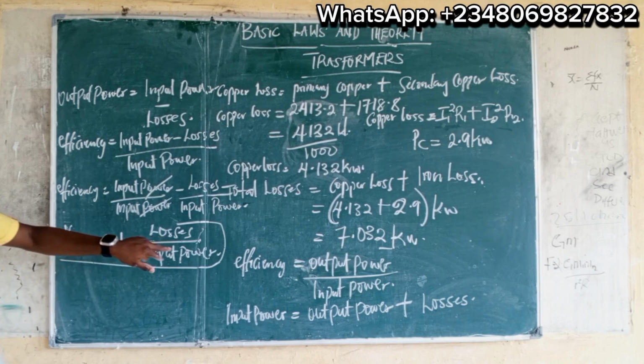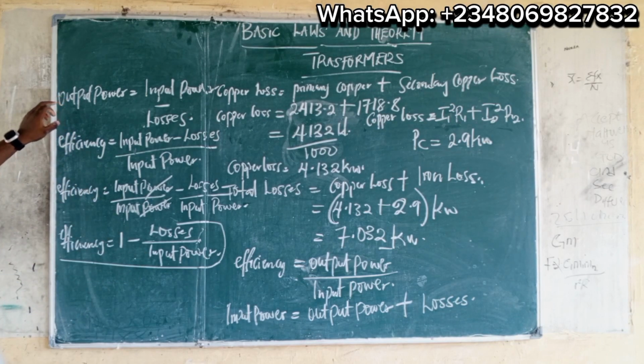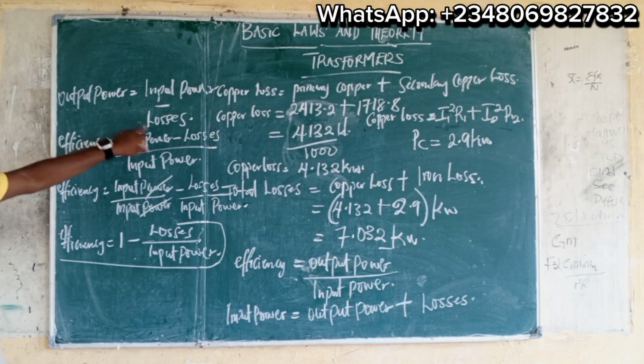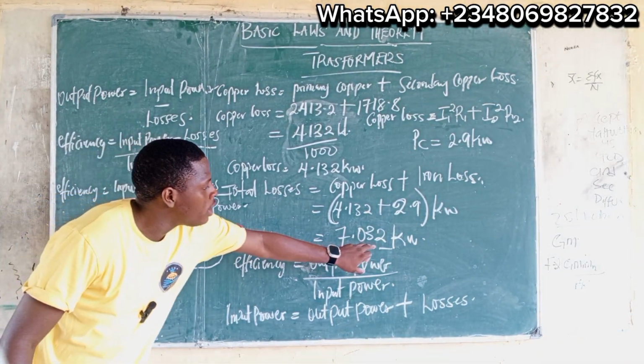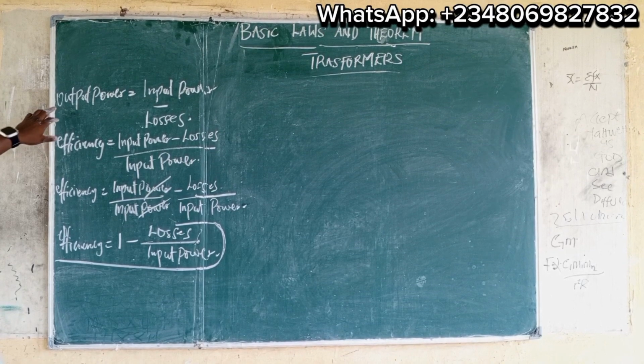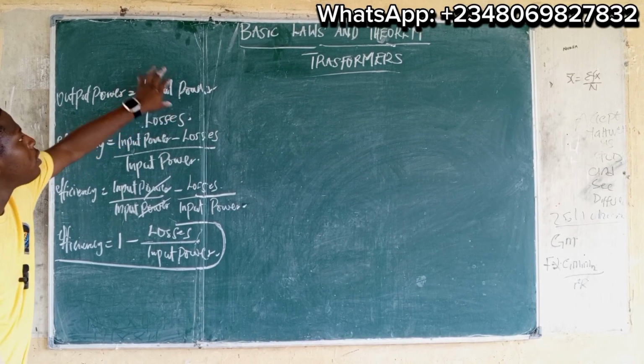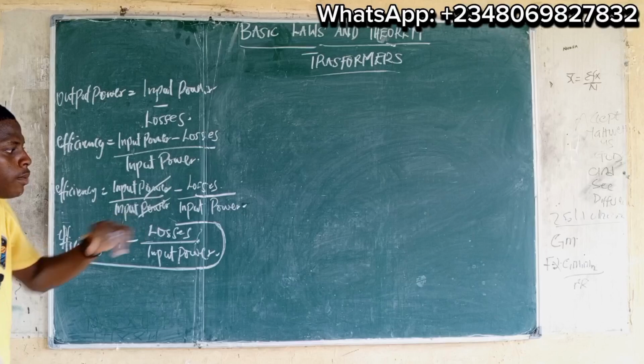From our equation, we know our losses, but we don't know our input power. For us to get our input power, let's first calculate our output power. Output power is equal to input power plus losses. We already know our losses to be 7.032. What we are to calculate is our output power, but we've not calculated our input power. So how do we go about it?